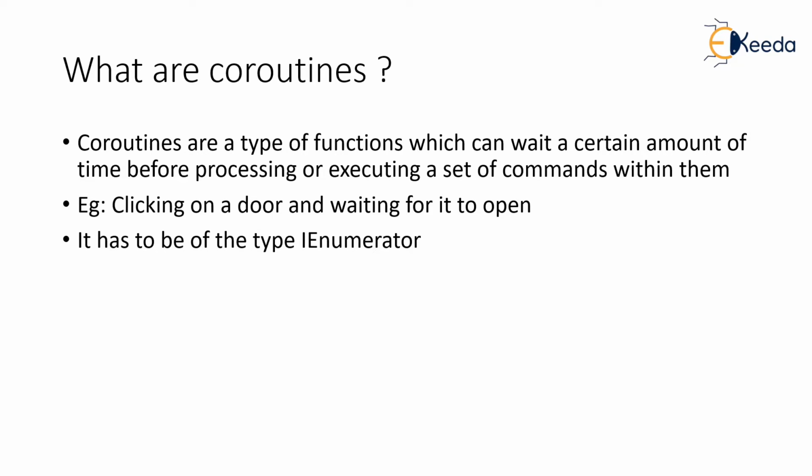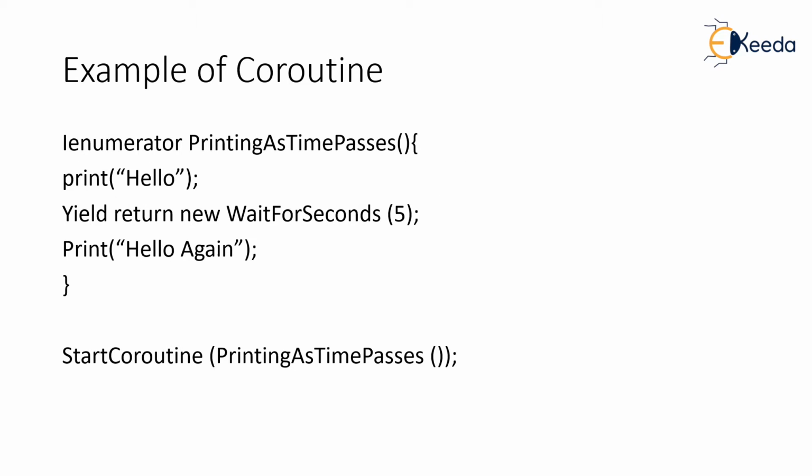It waits for an instruction to complete for a particular time and then continues on to carry out the next instruction. It has to be of the type IEnumerator. So to define coroutines, you have to use the type IEnumerator. Let's look at some examples of exactly what I mean by using coroutines. Let's look at the first example.